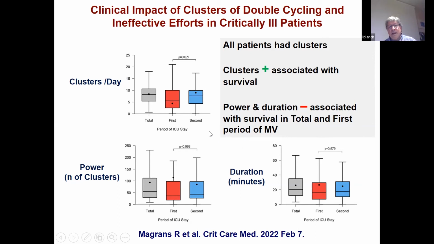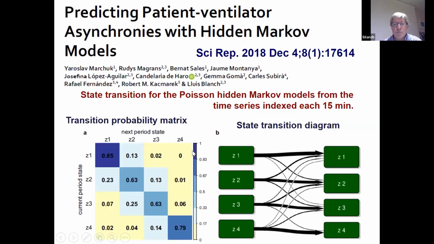Again, this tells us that asynchronies per se are not wrong. What is wrong is how these asynchronies appear and perform. That's why we need some tools for monitoring.